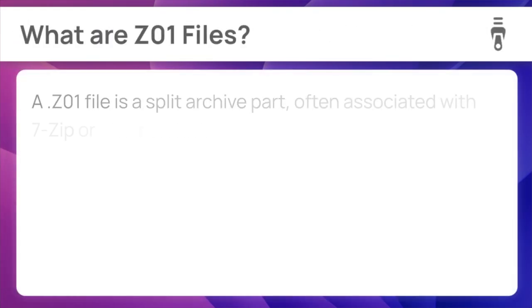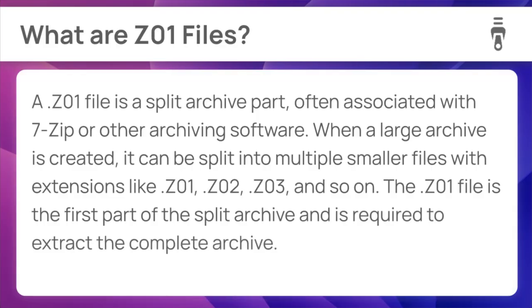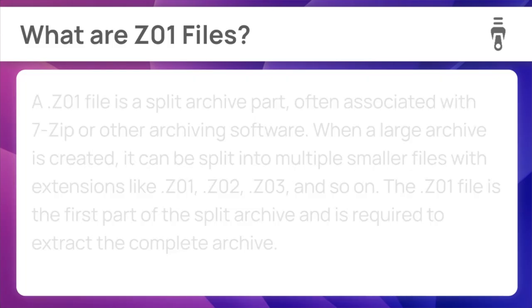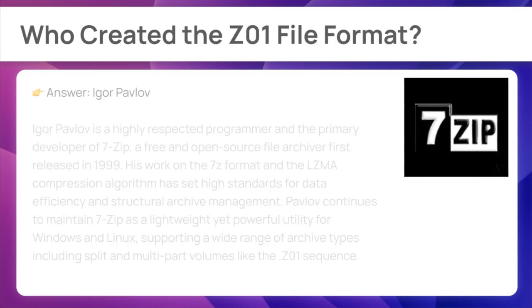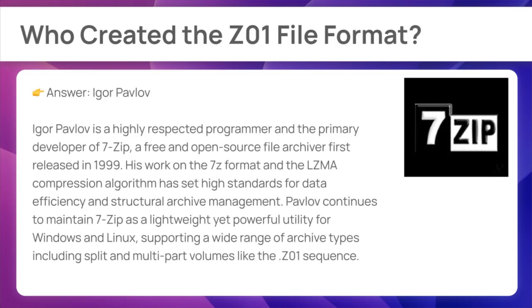The underlying technology places the Z01 firmly in the compressed archive file collection. This file utilizes the specific encoding mandated by split archive part. A Z01 file is a split archive part, often associated with 7-zip or other archiving software. When a large archive is created, it can be split into multiple smaller files with extensions like .z01, Z02, Z03, and so on. The Z01 file is the first part of the split archive and is required to extract the complete archive. Split archives are created to facilitate easier storage and transfer of large files.